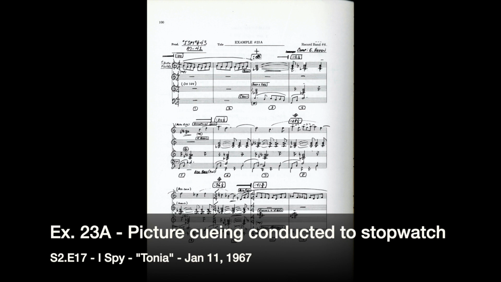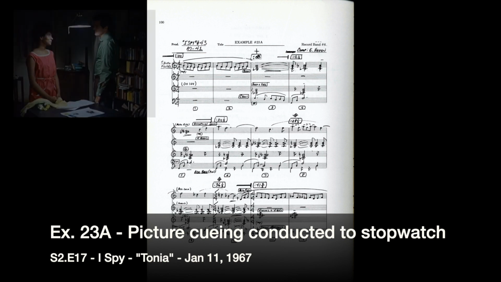Example 23A has been designed as a picture cue. The auditor can check this cue with stopwatch. A detailed description has been given in the book, and what remains is to conduct through this cue and get the feel of free timing. 2 bars of 4/4 count will be used to start.